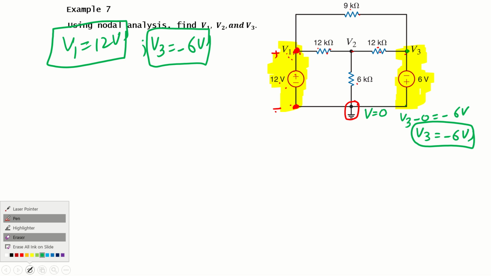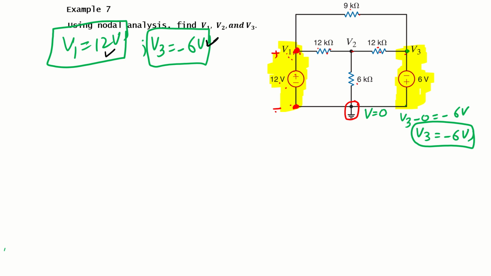So our target was to find all nodal voltages, right? V1, V2 and V3. And we have already found V1 and V3 by just carefully looking at the circuit. We don't have to write nodal equations for these two nodes, V1 and V3. Once we have found that, we are left with only one node. Let's have a look at that node now. That is our V2 node. Now here we can write the nodal equation.